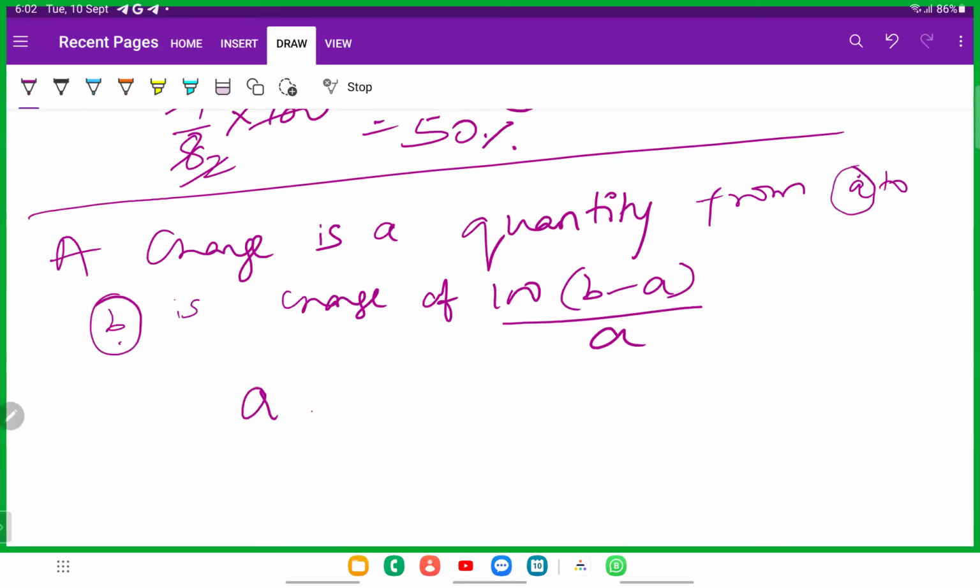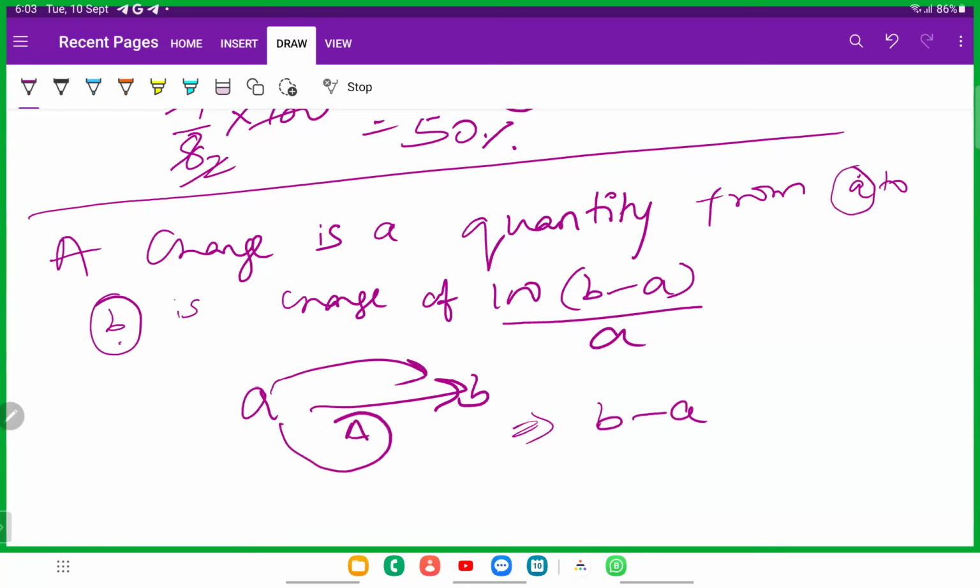Suppose it is A to B, then the change in quantity will be, first you subtract B minus A. You will be finding out the difference between these two quantities. Then, as you are comparing with the first quantity, you have to mention A in the denominator. And to find the change in percentage, multiply by 100.